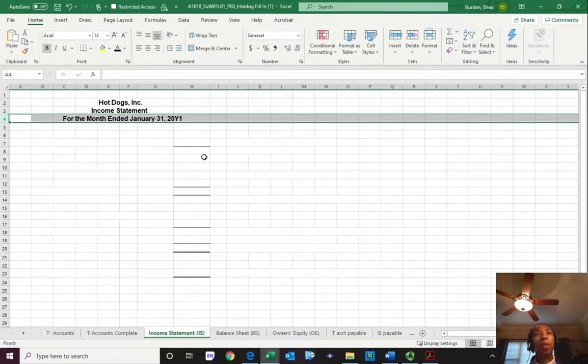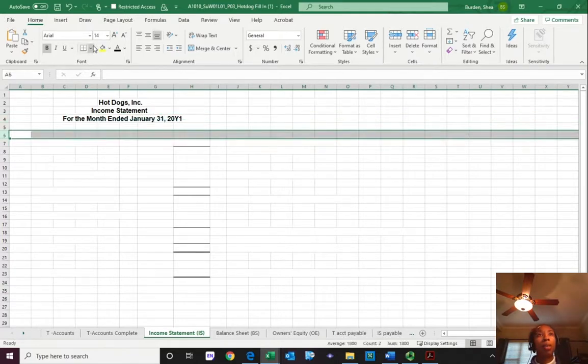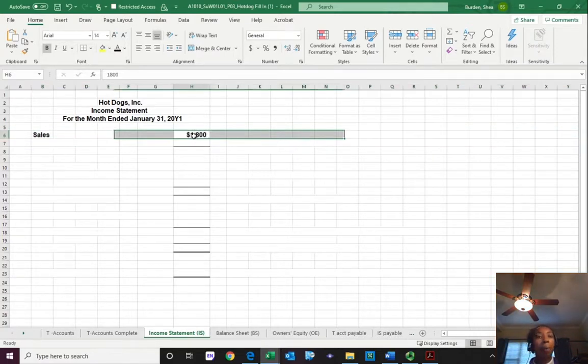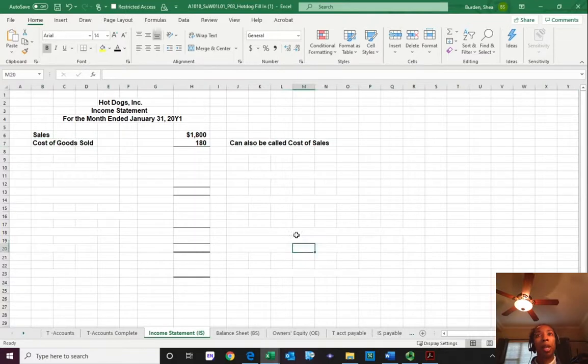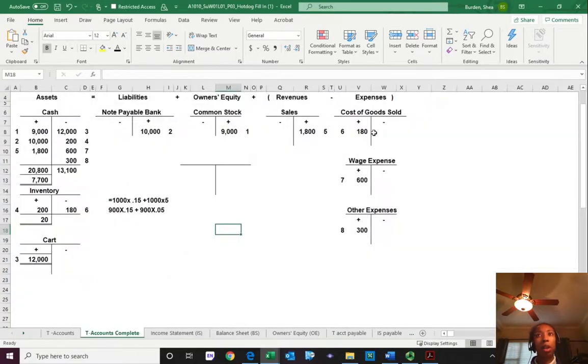So for the month ended January 31st, the first thing that is going to go on there is sales, and that sales was $1,800. You'll note that at the top of my column I have a dollar sign, but you do not want to have a dollar sign on all the numbers in the column. The next thing is going to be your cost of goods sold. This can also be called cost of sales. That is going to come from your cost of goods sold T account.